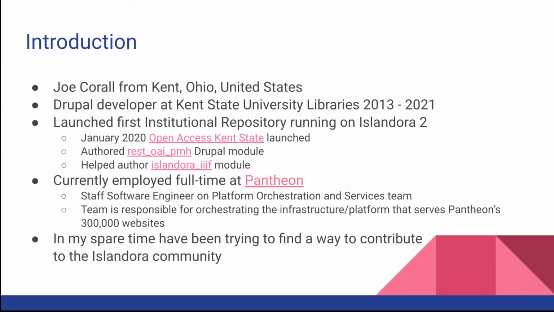So a little introduction. My name's Joe. I'm from Kent, Ohio, United States. I was a Drupal developer at Kent State Library from 2013 to 2021. And while I was there, I launched an Islandora 2 institutional repository that was titled Open Access Kent State. That was launched in January 2020. Leading up to that, I did help contribute some modules that are used in Islandora Core, the REST OAI PMH module I authored, and the Islandora IIIF module I helped author through the community.